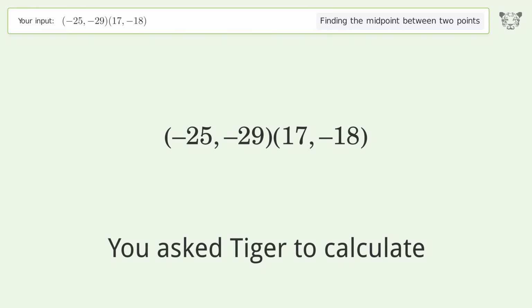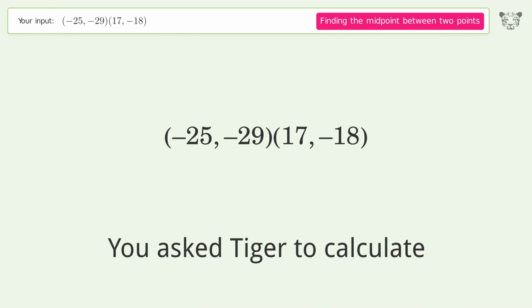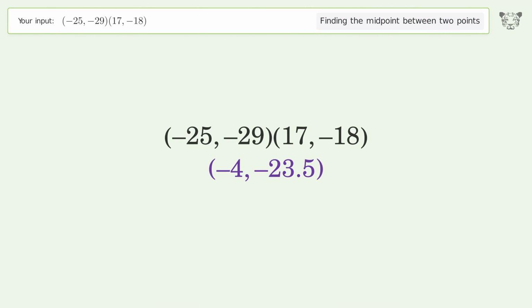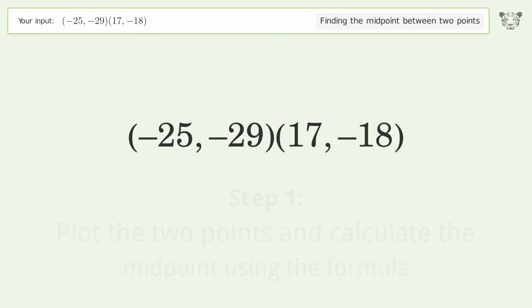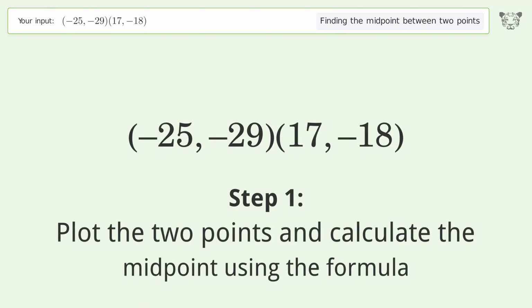You ask Tiger to calculate. This deals with finding the midpoint between 2 points. The midpoint between the 2 points is -4, -23.5. Let's solve it step by step. Plot the 2 points and calculate the midpoint using the formula.